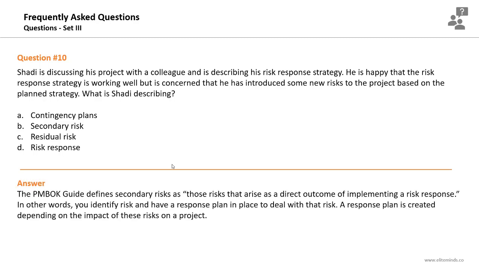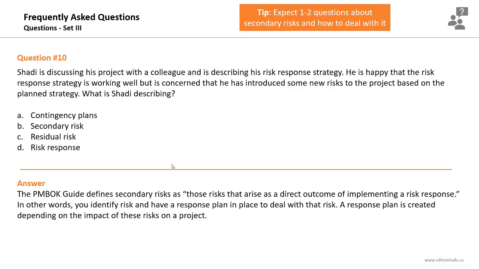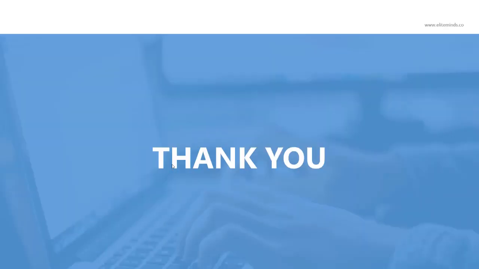The project management body of knowledge defines the secondary risk as those risks that arise as a direct outcome of implementing a risk response. In other words, you identify a risk and have a response plan in place to deal with that risk. A response plan is created depending on the impact of these risks on a project. Expect 2 questions in the exam about the secondary risk.